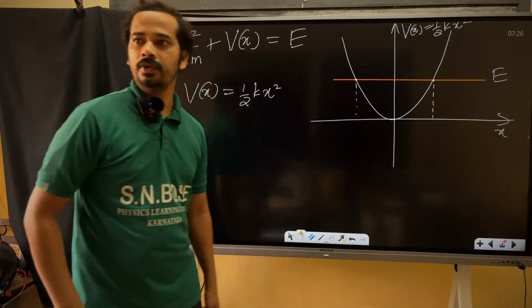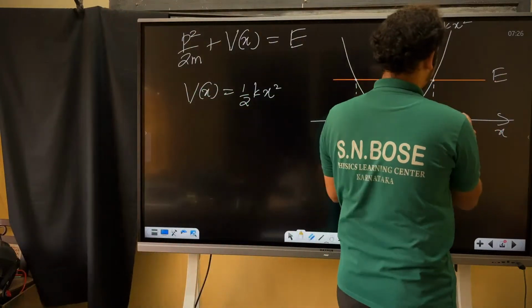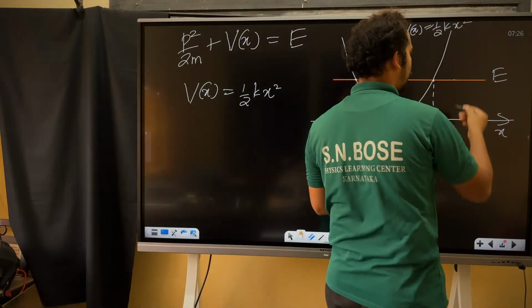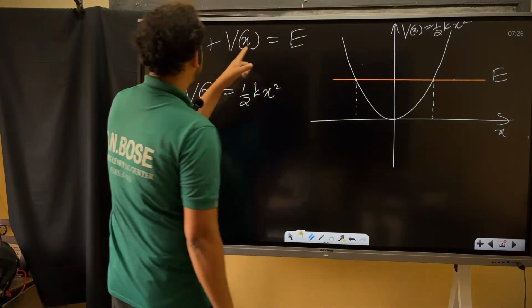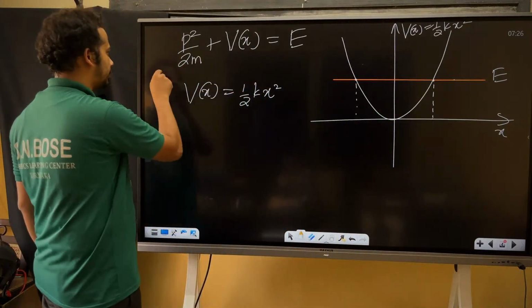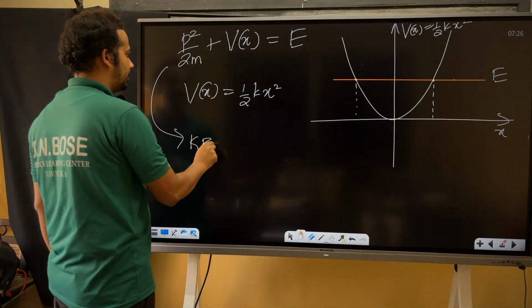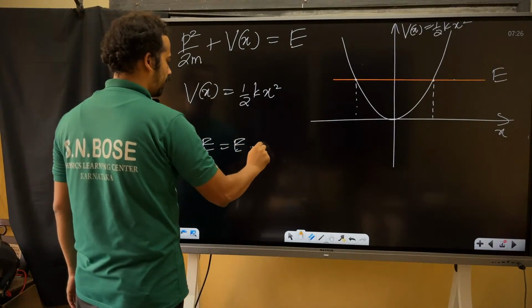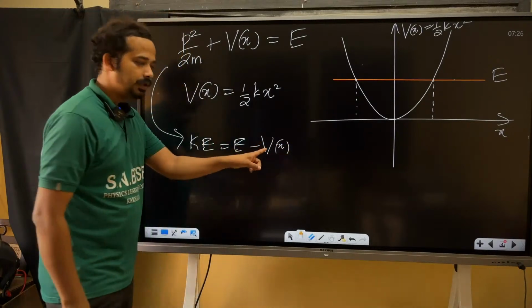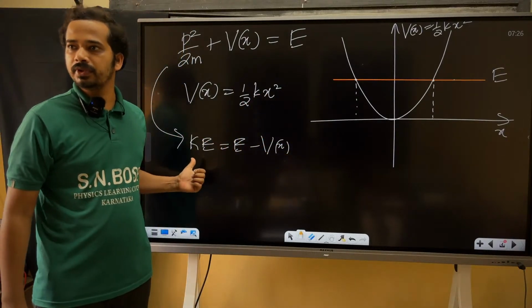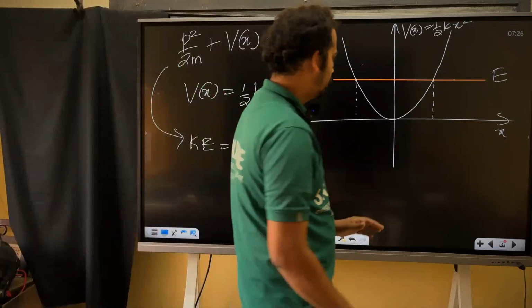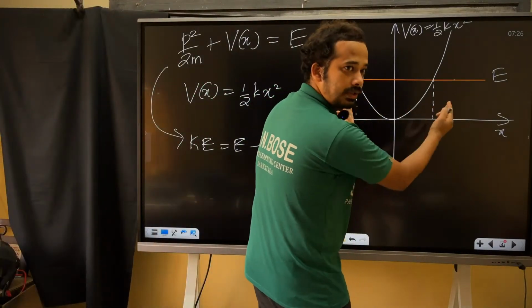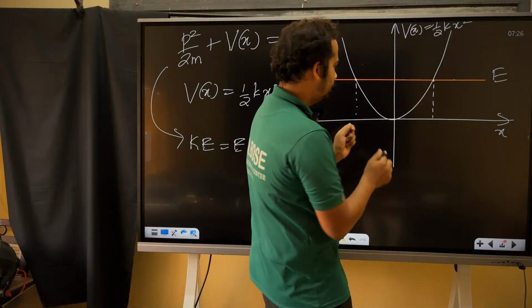Can you see here? Particles cannot go here, because at this location the energy is lower than the potential energy. If energy is lower than the potential energy, then from this expression, kinetic energy equals energy minus potential energy. If V of x is higher than E, kinetic energy would be negative. That won't happen. Okay, this is the classically allowed region.